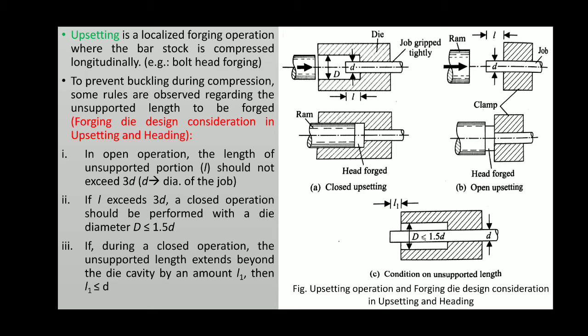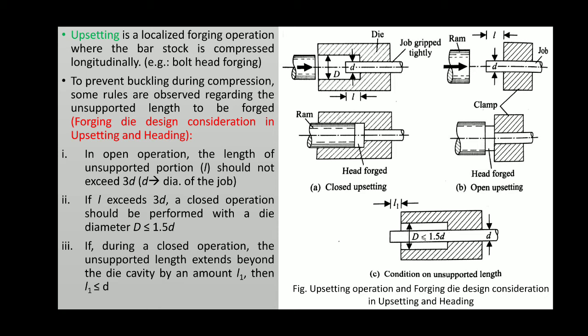So we know that at the expense of its length, we increase the cross section, that is, the stock bar is compressed longitudinally. A particularly important example is the bolt head. This is an example of the use of upsetting processes in the forging of the head of bolts, where we have seen that the head part is bigger compared to the shank part.